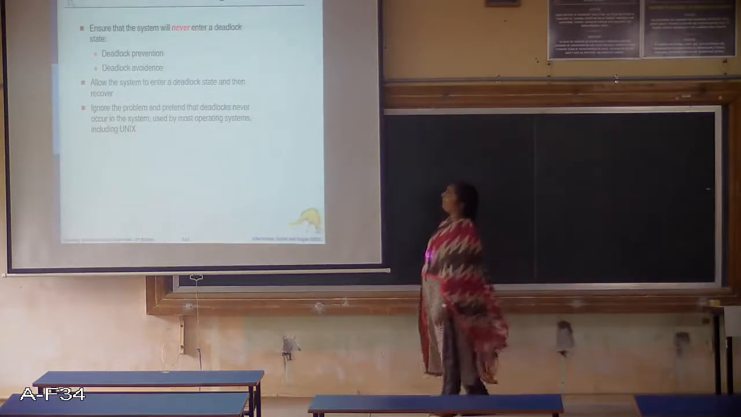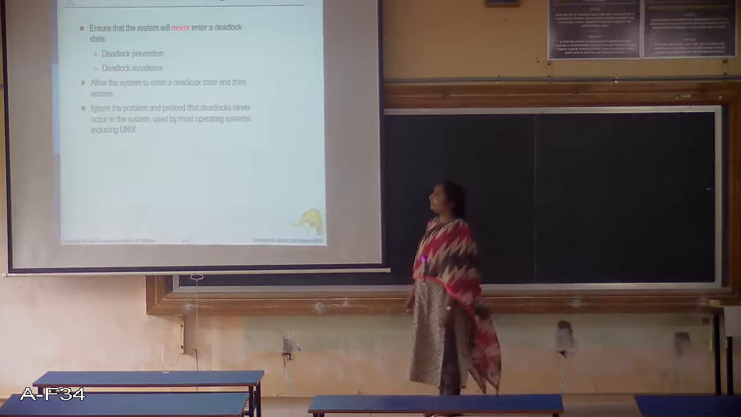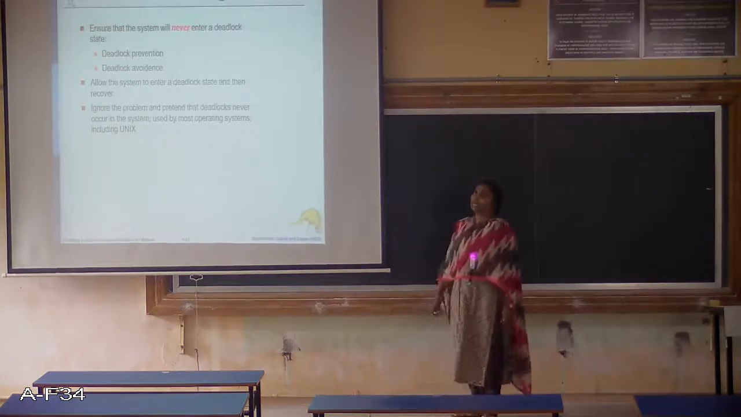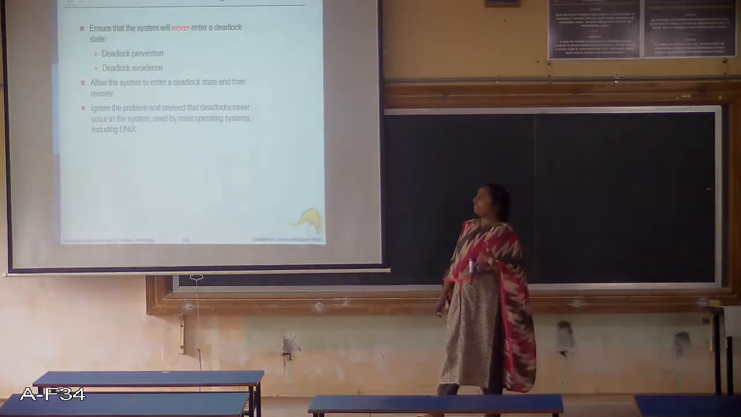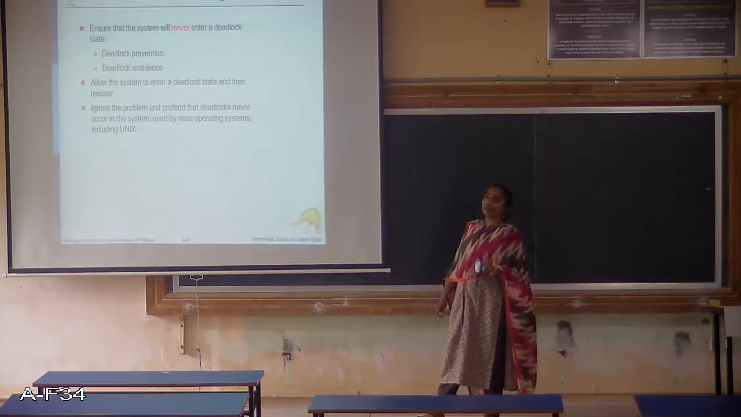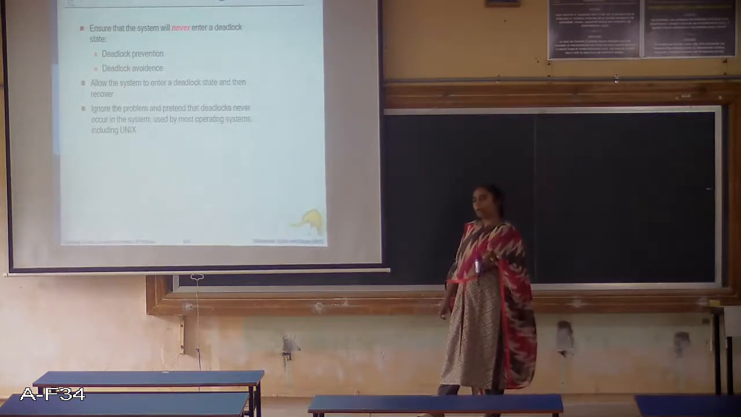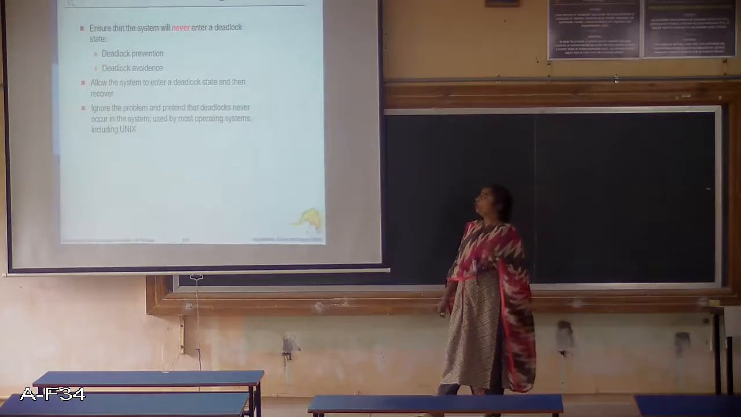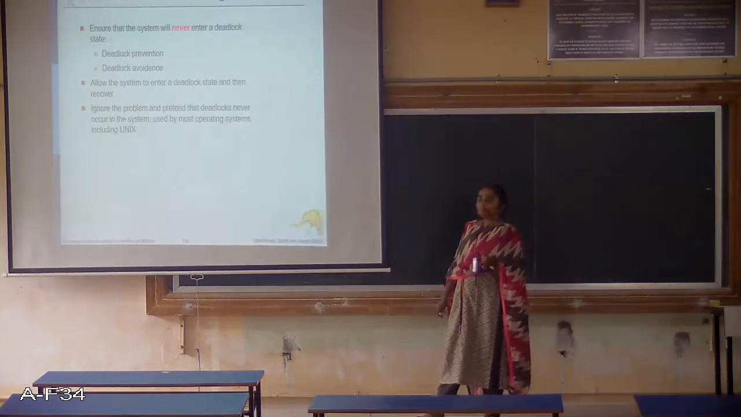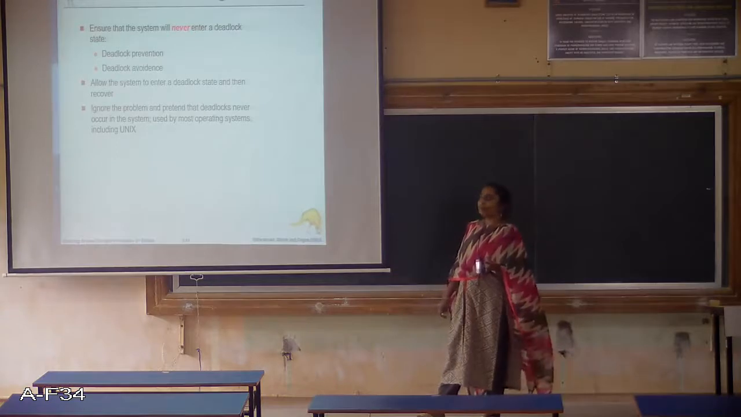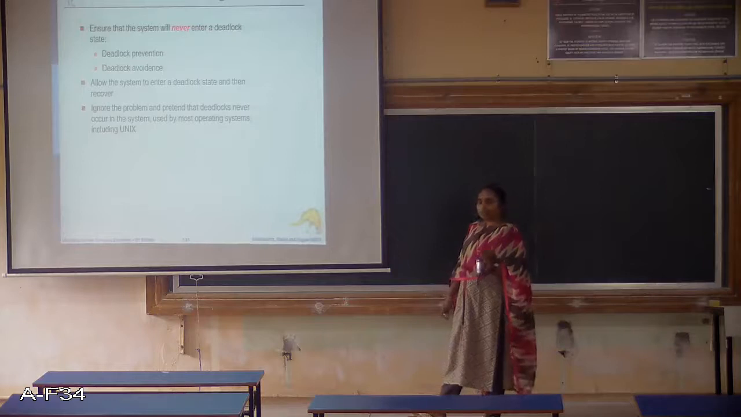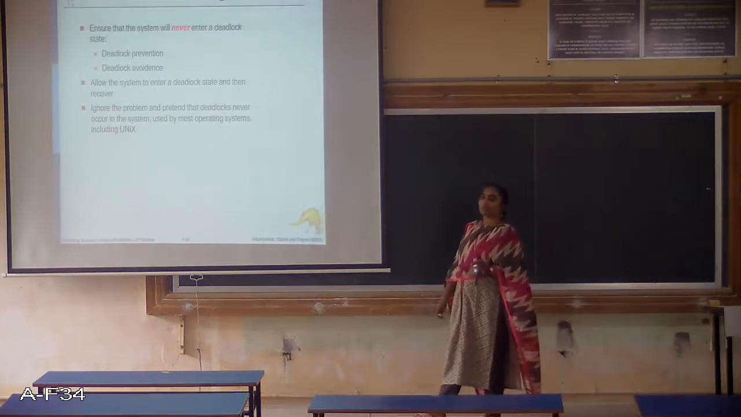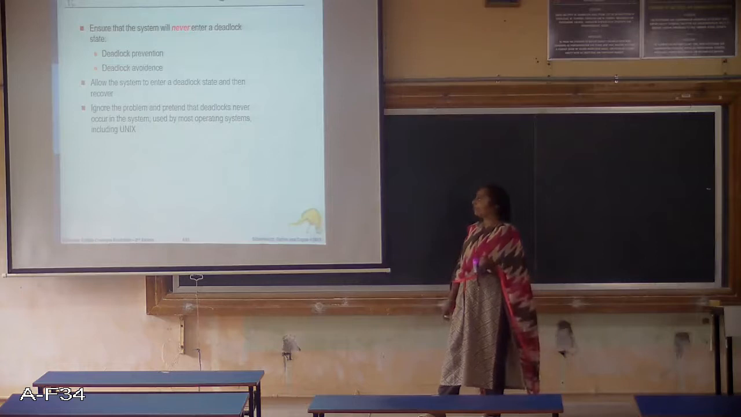Next, methods for handling deadlocks. So what are the methods for handling deadlock? You should ensure that the system will never enter into a deadlock state. Then you have two options. One is deadlock prevention. Second one is deadlock avoidance. There are algorithms that will help you to prevent deadlock, and there are algorithms for avoidance of deadlock. Then you can allow the system to go into a deadlock, and then recover from the deadlock. That option is also available.